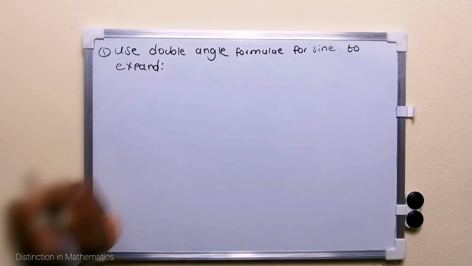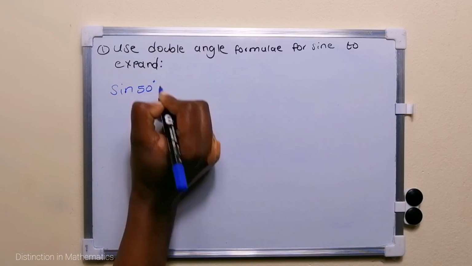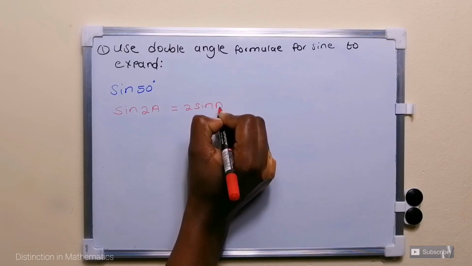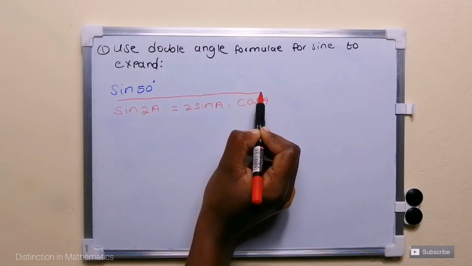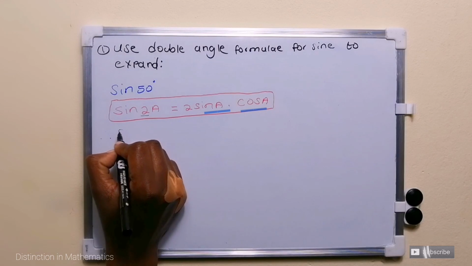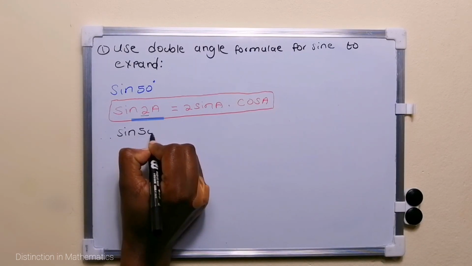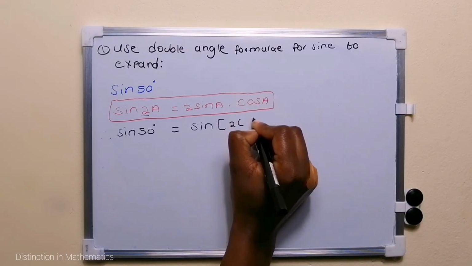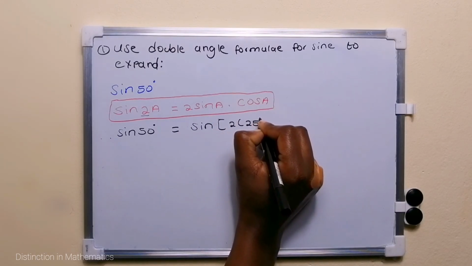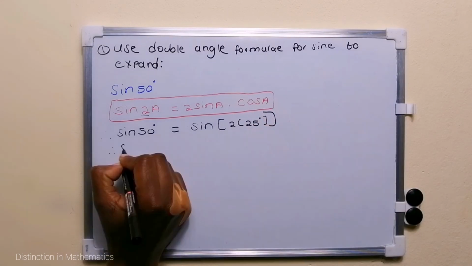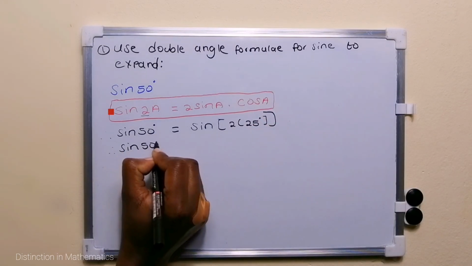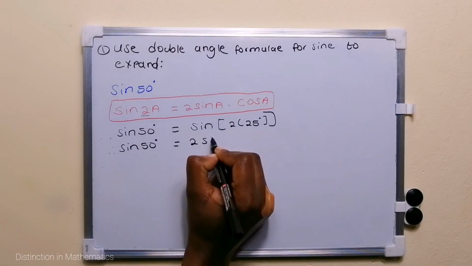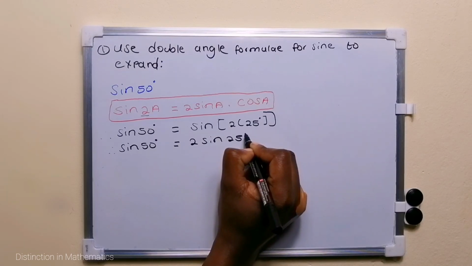So the first one, we are asked to use a double angle formula to expand sine 50 degrees, and we already know that sine 2a will give us 2 sine a cos a. But if you look closely, the sine a cos a angles are divided by 2 from the sine 2a angle. So in this case, we have sine 50 degrees, and we will divide our 50 degrees by 2, which will give us 25 degrees, and you multiply any number that you have on this side by 2 when you get to this side. I think that is the simplest way I can explain it to you, and there you will have 2 sine 25 degrees cos 25 degrees.